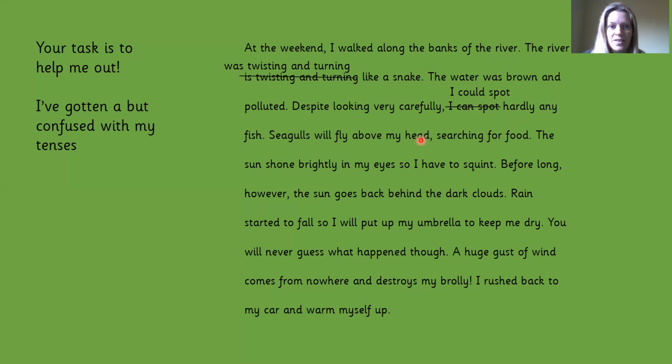Next part, then. Let's think about this next one. Seagulls will fly above my head, searching for food. Now, I'm not happy with that at all. It doesn't sound like I'm talking about it in the past at all. So let's think about the first part, remember my main part of my sentence. This comma here shows the extra information that I've added. So that is fine. Seagulls will fly above my head. I think it's this bit here, will fly above my head. That tells me it's in the present. That's my verb there, isn't it? So I need to change from will fly to flew over my head, because flew is in the past tense, okay?